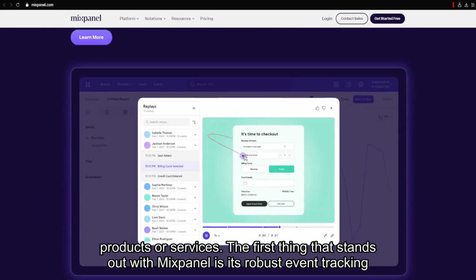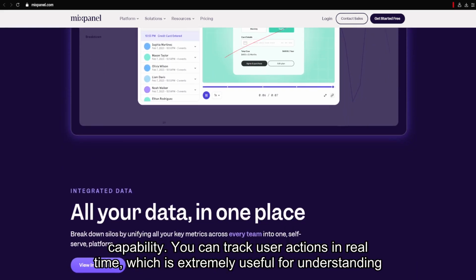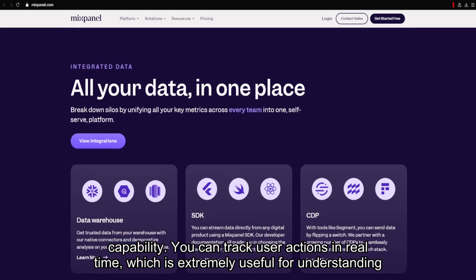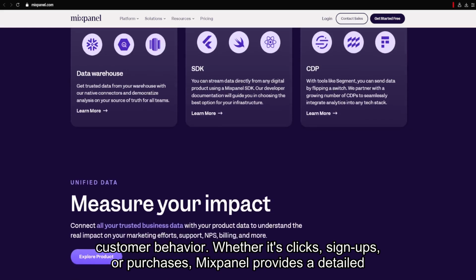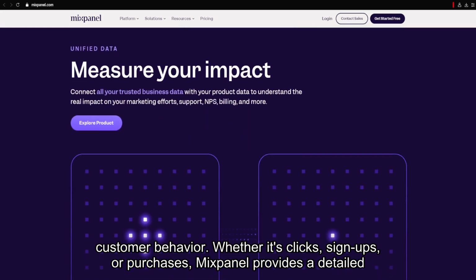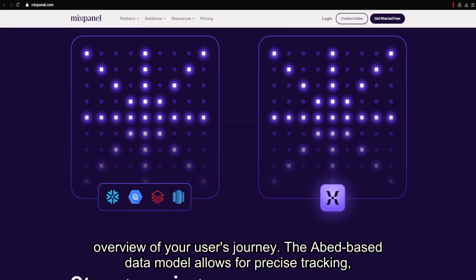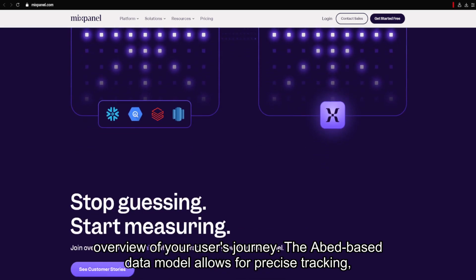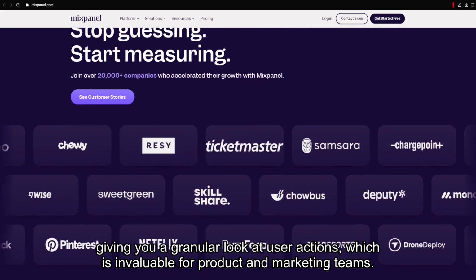The first thing that stands out with Mixpanel is its robust event tracking capability. You can track user actions in real time, which is extremely useful for understanding customer behavior. Whether it's clicks, signups, or purchases, Mixpanel provides a detailed overview of your user's journey. The event-based data model allows for precise tracking, giving you a granular look at user actions, which is invaluable for product and marketing teams.